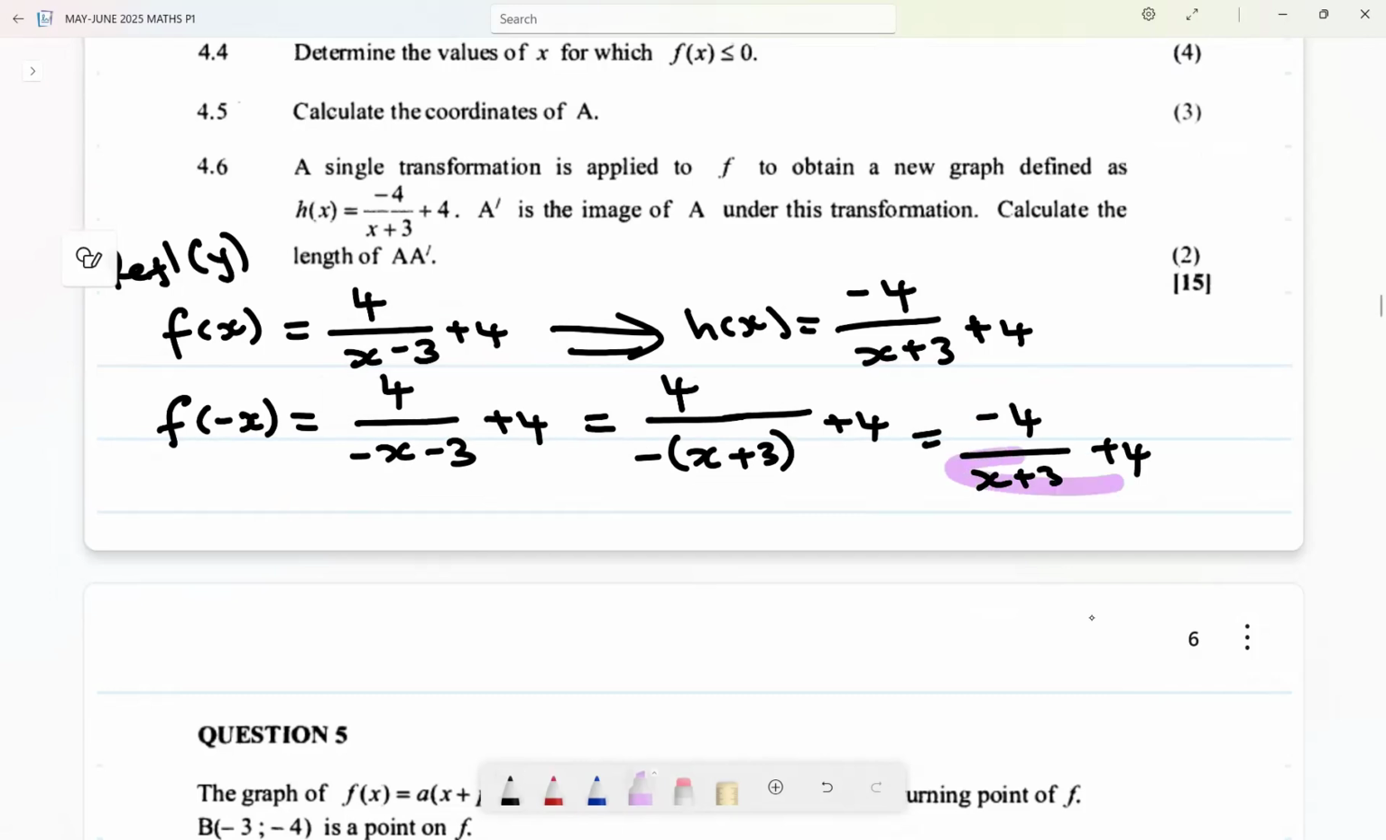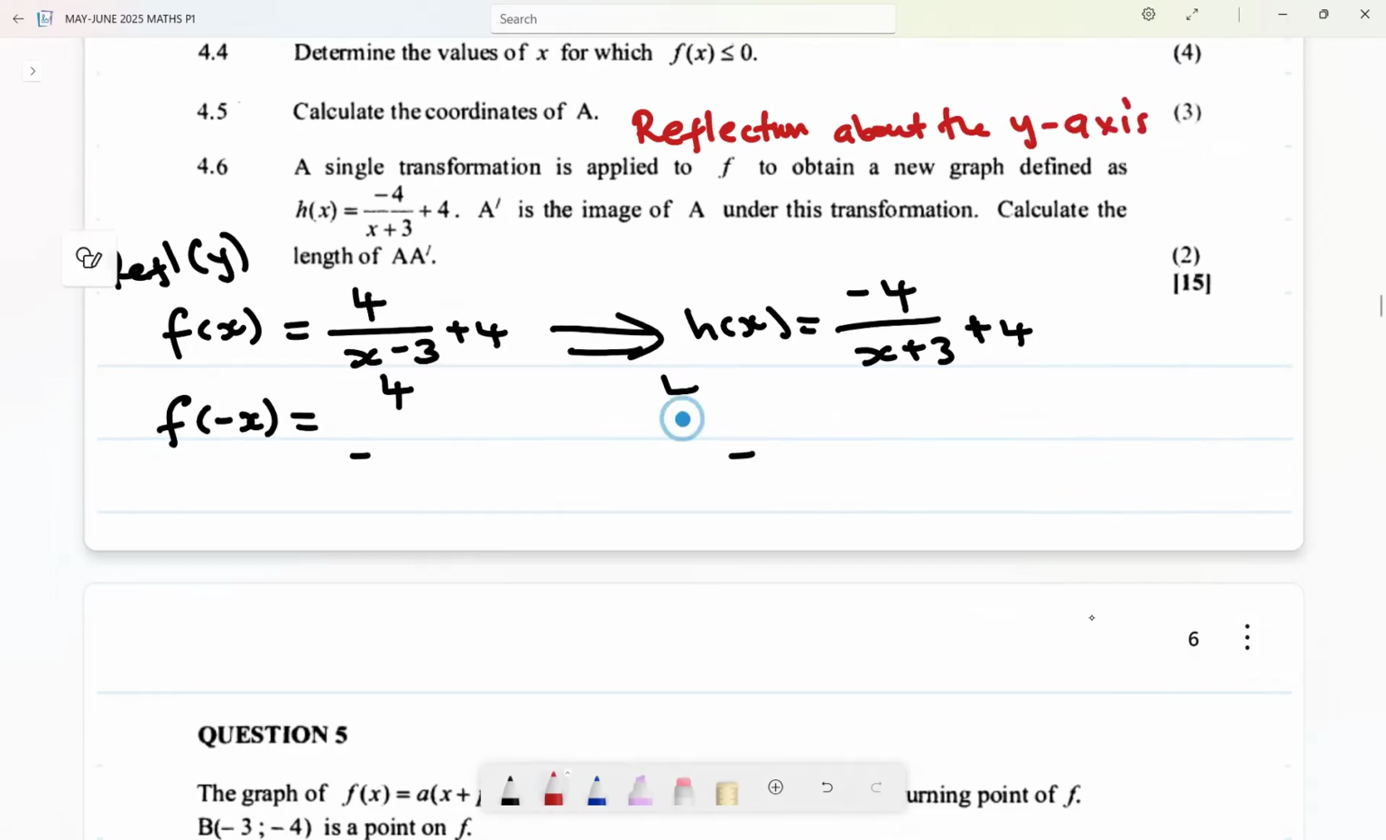Can you see now this graph here is the same as this graph of h of x? Yes. So it means now the reflection that happened there was the reflection about the y-axis, because x changed.